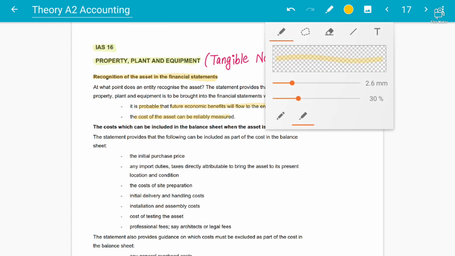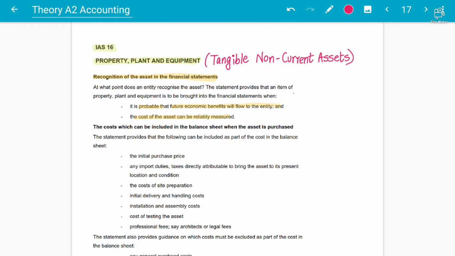So for the recognition of an asset, let's write it down, these two things are important: that the future economic benefit will flow towards us, that is, there will be benefit to the entity, to the organization from that asset, and that you can measure the cost from reliable sources. If you can measure the cost of the asset through reliable sources, that is basically recognition of an asset.